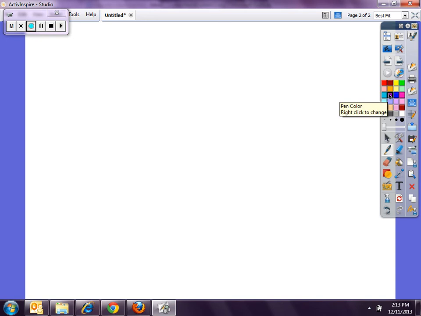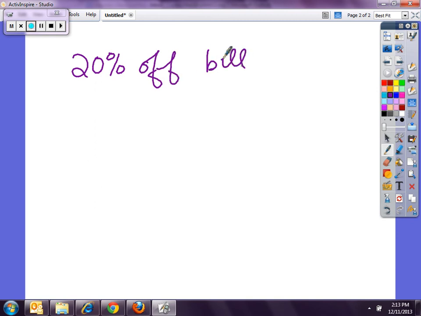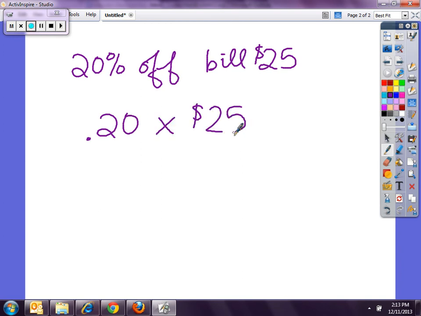Okay, so there is my tax and tip, and now if I have a discount, I'm going to do 20% off my bill of $25. Okay, so I need to figure out 20% of 25. 0.20 times $25. Now I changed my percent into a decimal. So that gives me $5.